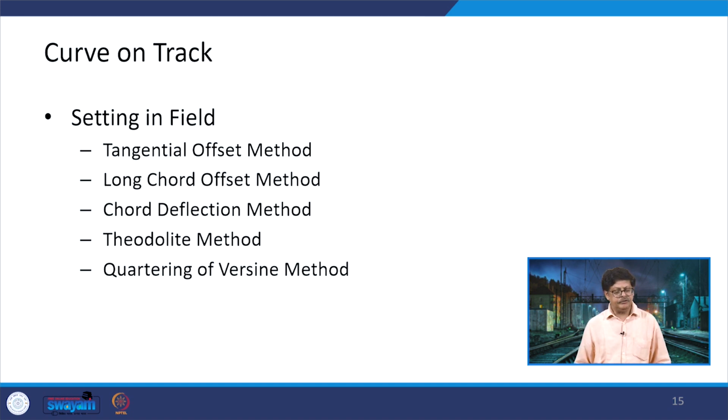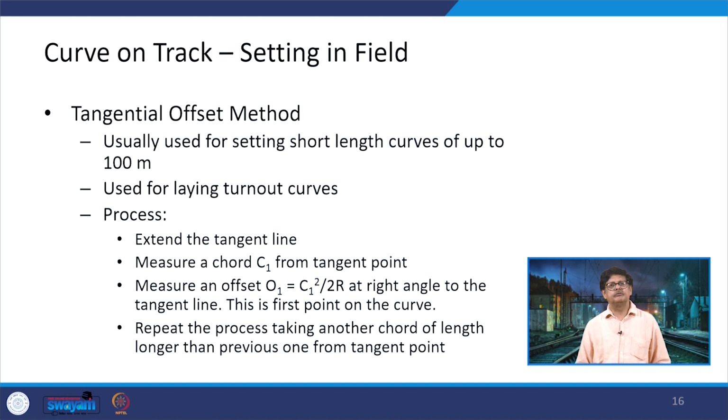So, for setting out in the field, there are different methods which can be used. One is the tangential offset method, then the long chord offset method, chord deflection method, theodolite method, and quartering of the versine method. Let us look at these one by one. Now, the tangential offset method is used for setting short length curves, up to a length of 100 meters. And these are also used for laying turnout curves.